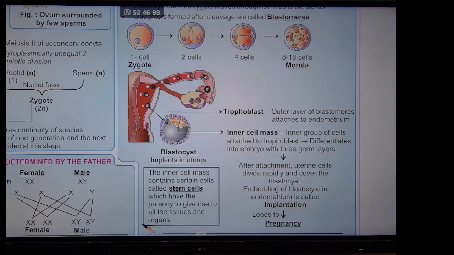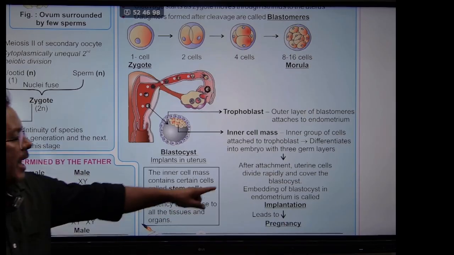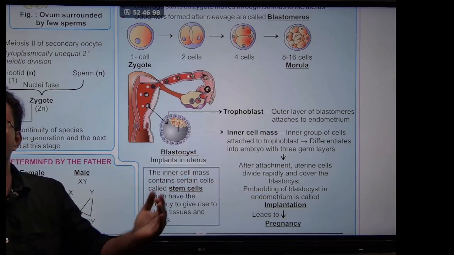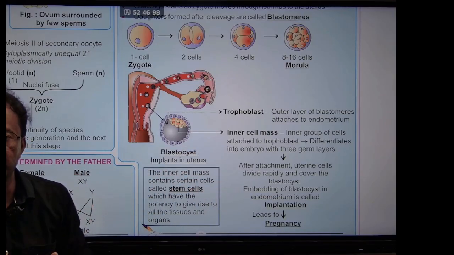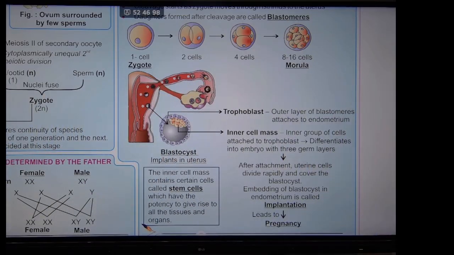Now, this blastocyst attaches to the uterine wall and the uterine cells rapidly divide and enclose the blastocyst into the endometrium, which is called implantation. I mean, literally we can say the entire blastocyst gets buried into the endometrium, that is called implantation. So, once implantation is done, which happens around day 11 to day 15 after fertilization, then the pregnancy is confirmed because the placenta will start forming.